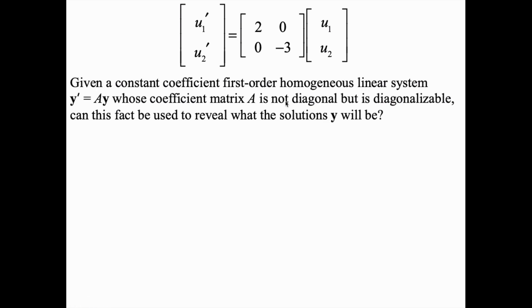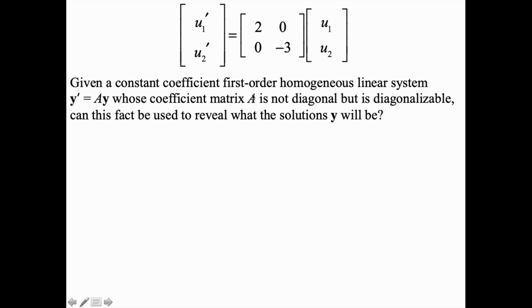So let's go back to that diagonal system that we had expressed in matrix form. Is it possible to somehow relate this to the previous system we had before? That is, given a constant coefficient first order homogeneous linear system, which is just a long-winded way of saying given a system y vector prime equals some coefficient matrix A times y vector, whose coefficient matrix A is not diagonal in and of itself, but is diagonalizable.